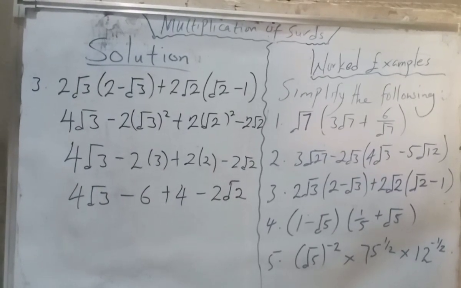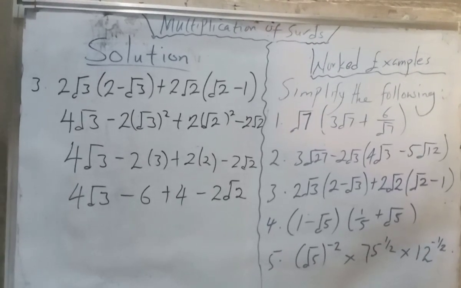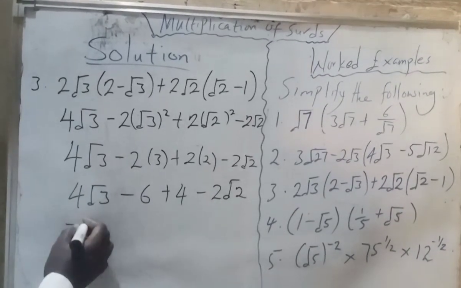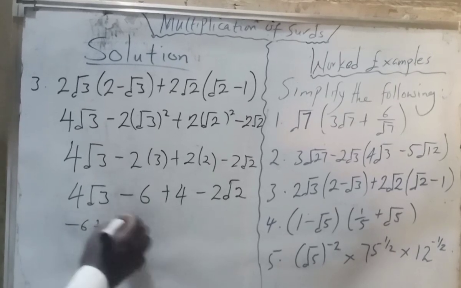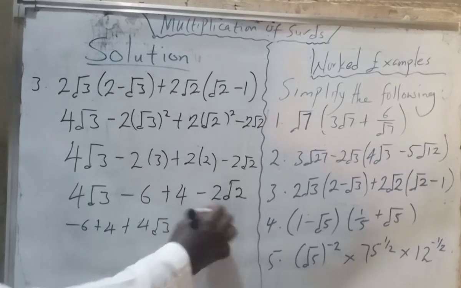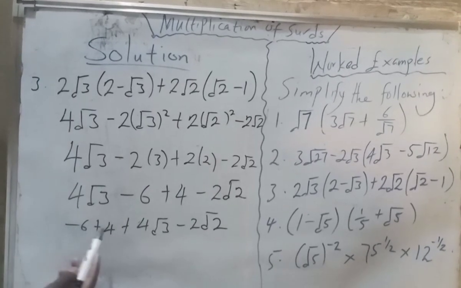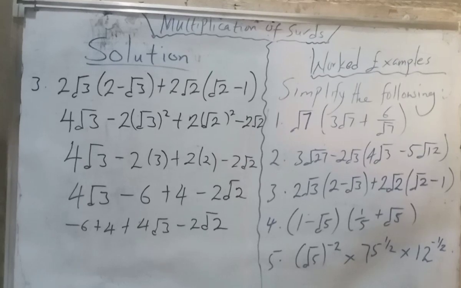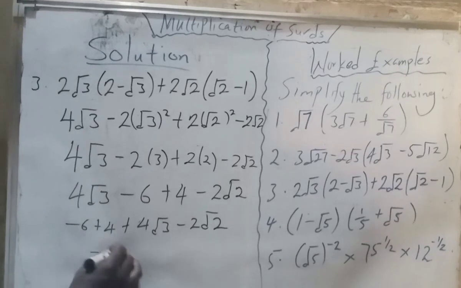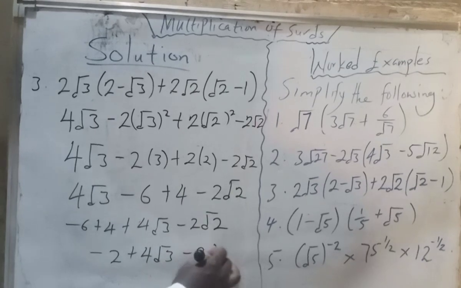Now I want to write this expression by writing the whole numbers before the surds. So by doing so, this can also be written as minus 6 plus 4 plus 4 root 3 minus 2 root 2. So after this, we can now simplify this. Minus 6 plus 4 will give us negative 2. So negative 2 plus 4 root 3 minus 2 root 2.